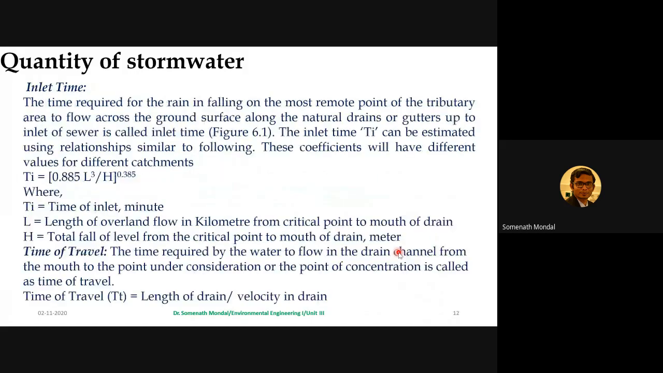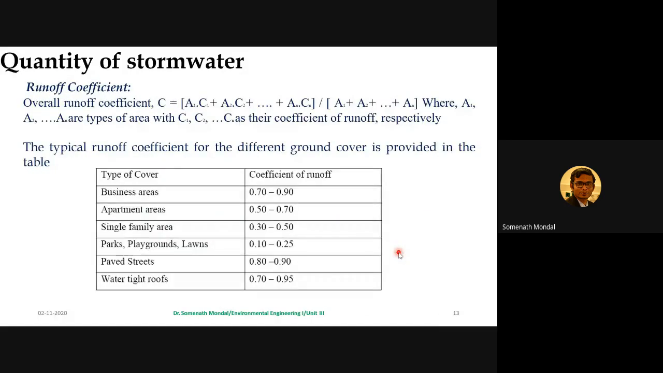Fine. Let us come back to this particular slide, and the typical runoff coefficient for different ground cover is given in this particular table. I have just taken it from one textbook. For business area, it is taken as 0.7 to 0.9, apartment area is 0.5 to 0.7, single family area 0.3 to 0.5, and for parks, playgrounds, lawns it is lower, while for paved streets it is higher, because the chance of percolation is less. Now try to understand why we are taking higher and why we are taking lower.